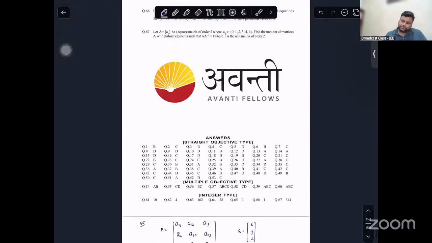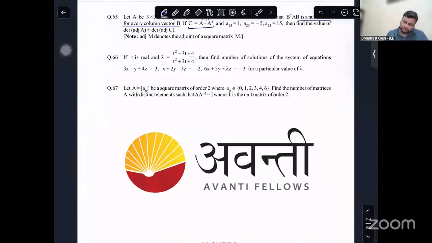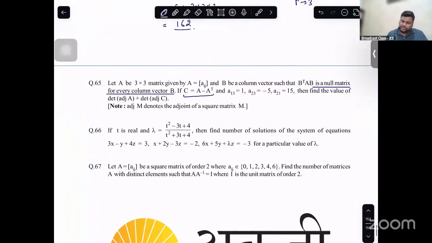Now, question number 66. Give it a try. If T is real and lambda is this, then find the number of solutions of the system of equations this for a particular value of lambda. T is real and lambda is this.